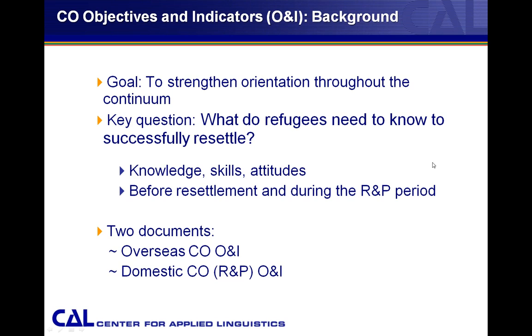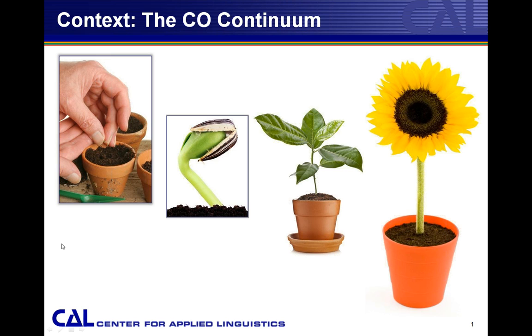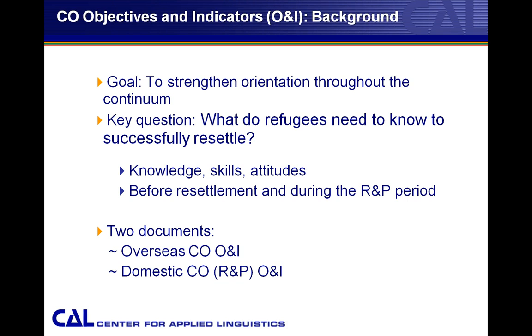Okay, it should be working now, and I will go for just a second to the previous slide that I was planning to put up when I talked about the CO continuum, to show the planting of the seed of knowledge, skills, and attitudes that our colleagues in overseas cultural orientation work on, and then the passing of all of this through the different stages as refugees move through their initial and ongoing steps of resettlement in the U.S. To go back to the objectives and indicators, as I mentioned, the key question we started with on this project was what do refugees need to know to successfully resettle in terms of knowledge, skills, and attitudes before resettlement. This applied to the overseas programs and the development of overseas CO objectives and indicators, and then during the reception and placement period.